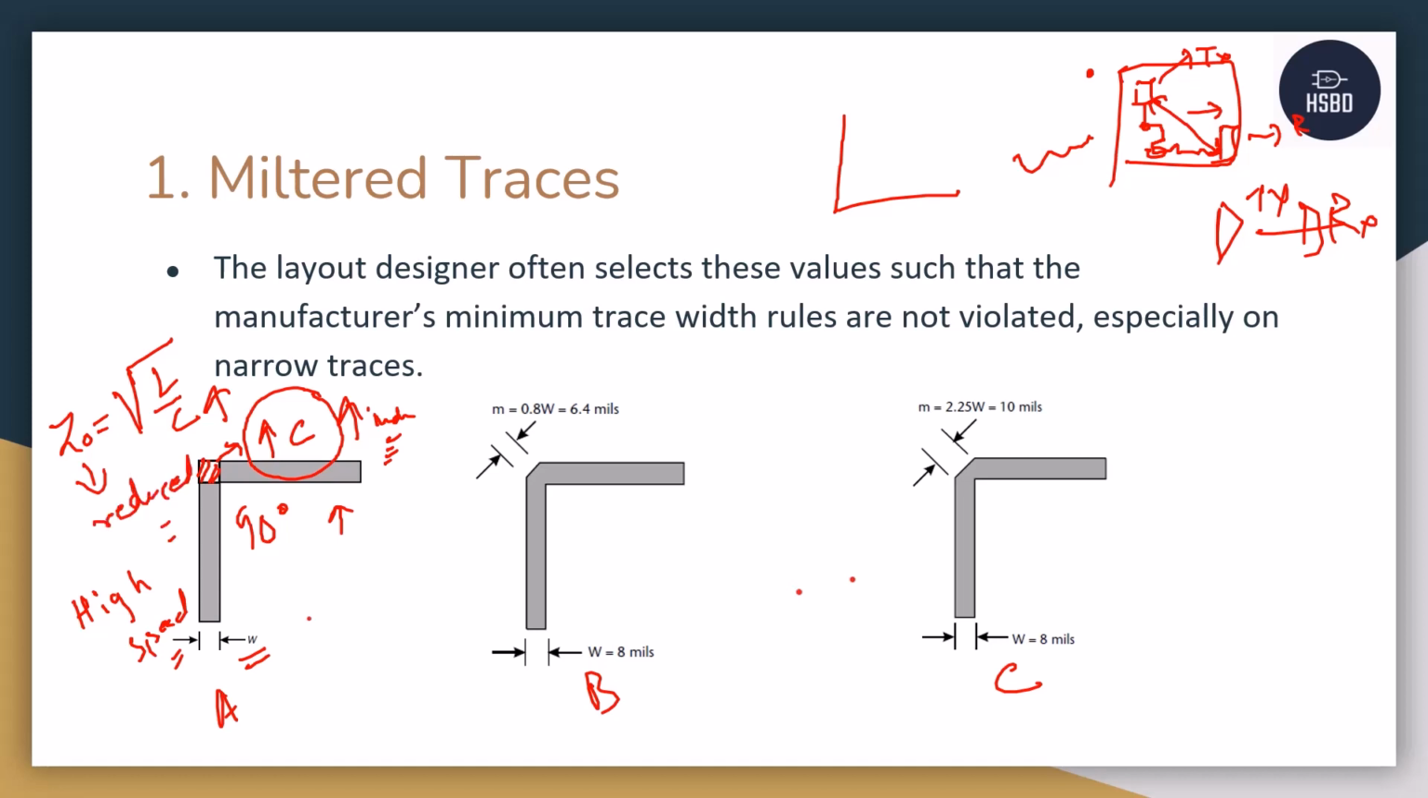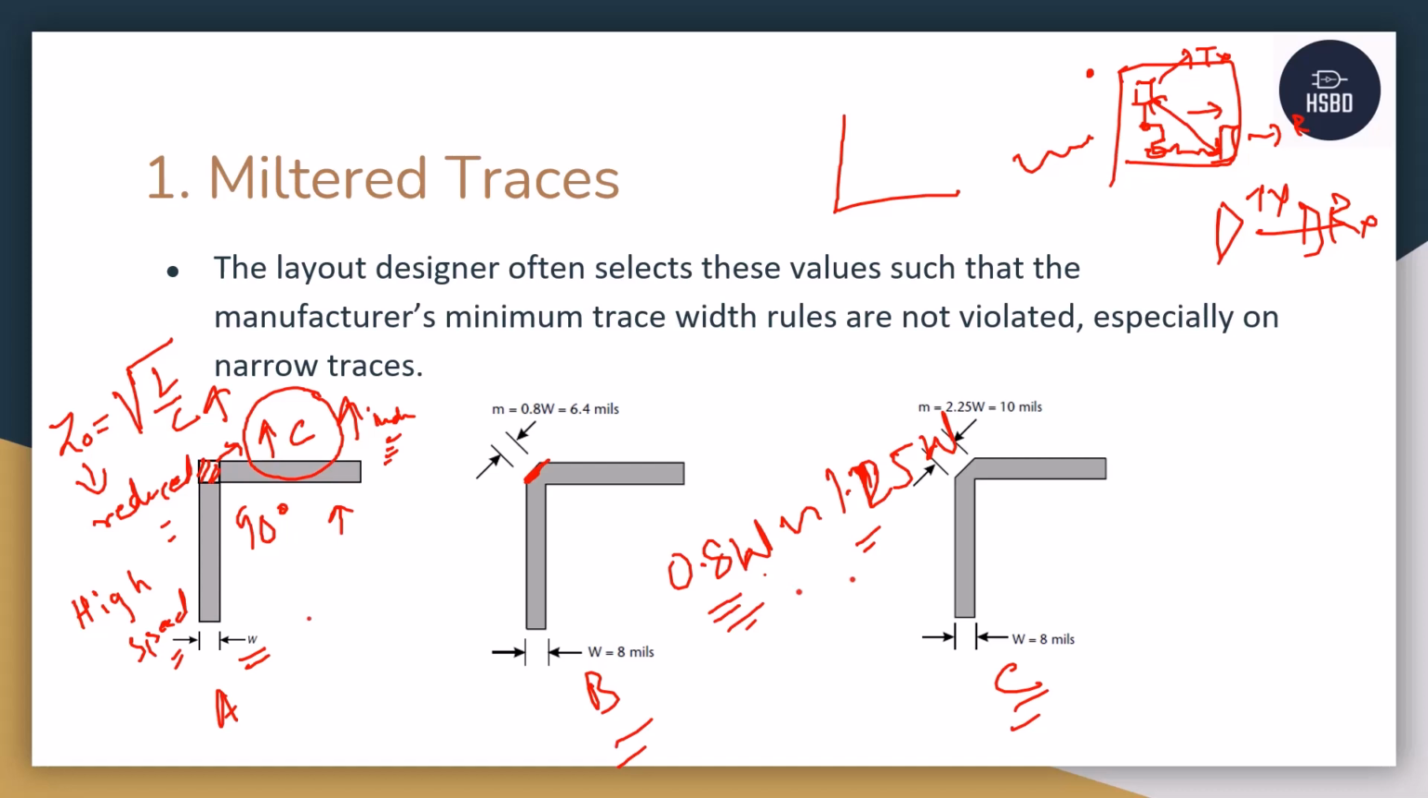Whenever you are routing traces at a very high speed, you have to take care of it. How are we going to chamfer these traces and what are the guidelines that we need to follow? It's always advisable, as mentioned in image B and image C, that it should be 0.8 W to nearly 1.25 W. What does that mean? If M is the length of the chamfering, the length of the chamfering should be in the range between 0.8 of the trace width to 1.25 of the trace width.